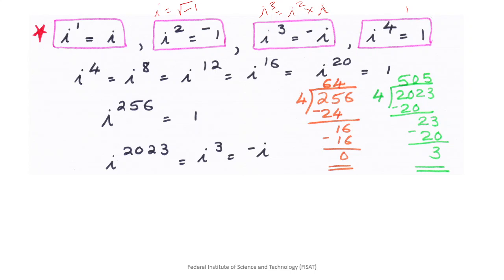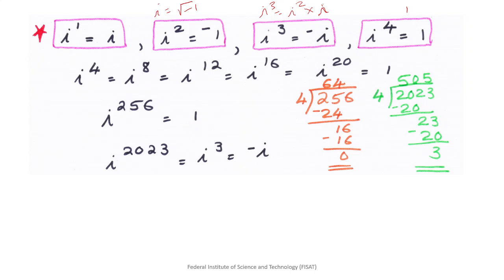Here you have to consider an important thing. If i to the power of 4, if it is multiples of 4, 8, 12, 16, 20, etc., the answer will be 1. Similarly, i raised to 256. 256 is a multiple of 4. You can find it easily by this method. Divide that number by 4. It leaves the remainder 0. So your answer will be 1.